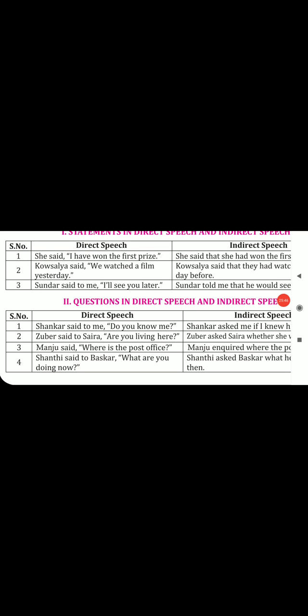So in the first part we have learnt the rules and regulations in changing the sentences from direct to indirect. So once and again you can learn, repeat many times. So you can watch this lesson until you learn.